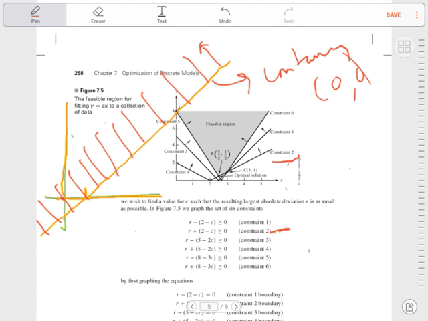Similarly for constraint 3, constraint 4, constraint 5, constraint 6. So for constraint 3, suppose r plus 2c greater than or equal to 5. If you put 0, 0, then minus 5 is not greater than 0.